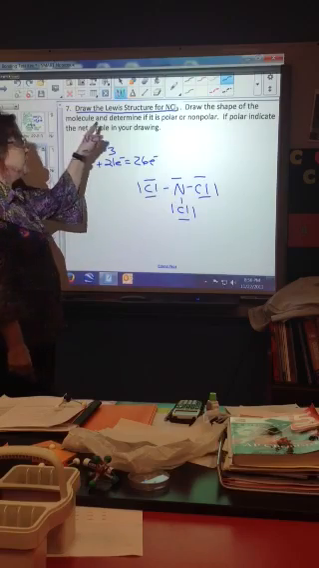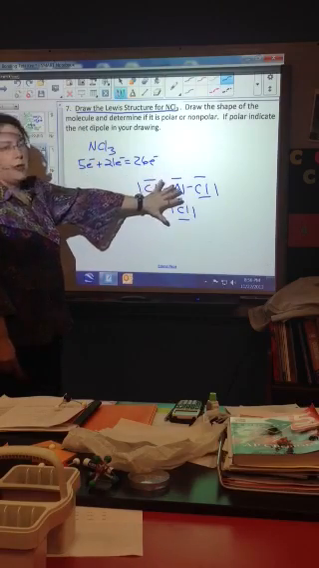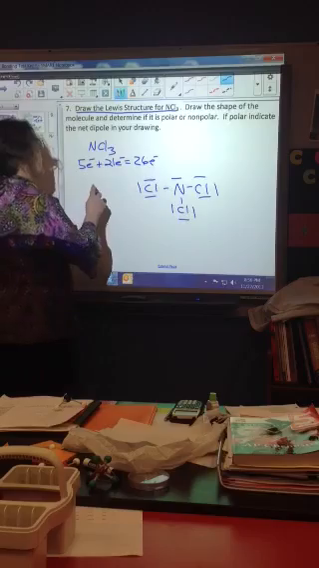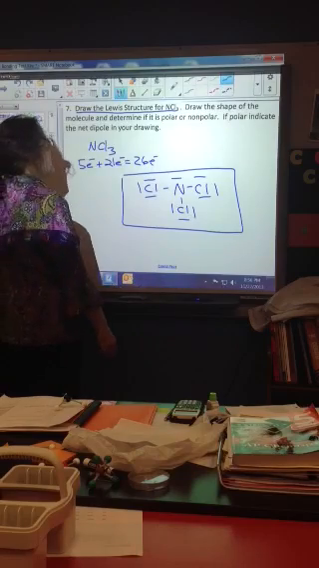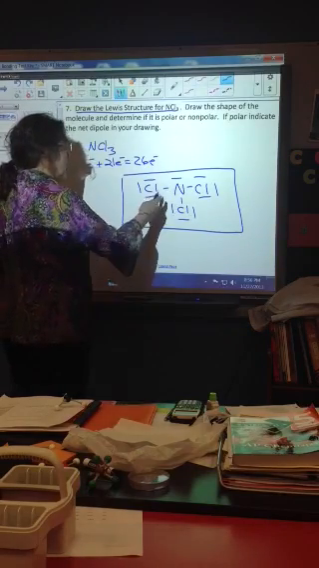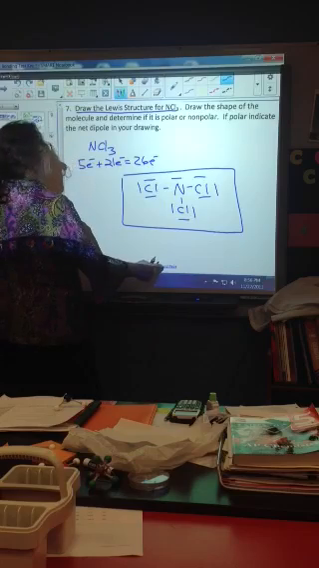So that's the Lewis structure. It's not an ion, so I'm not going to use brackets. So this is the answer to part A. Okay? Next question. Draw the shape of the molecule. Well, what's its geometry?